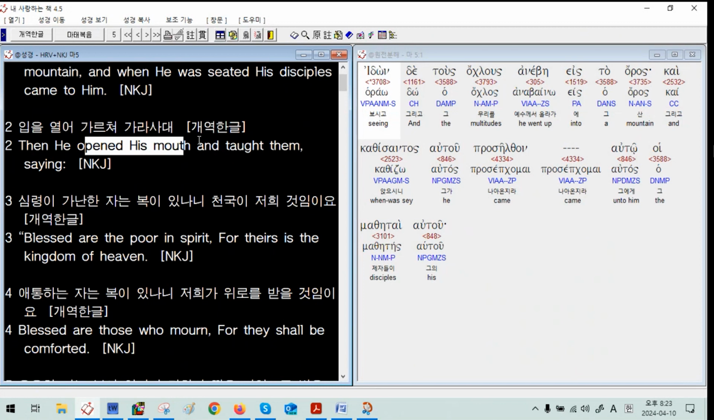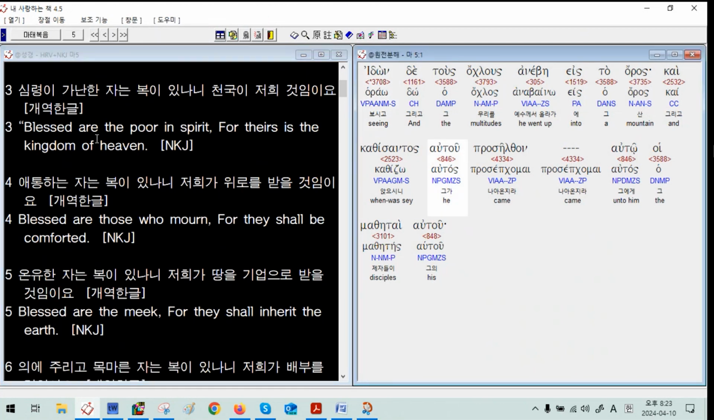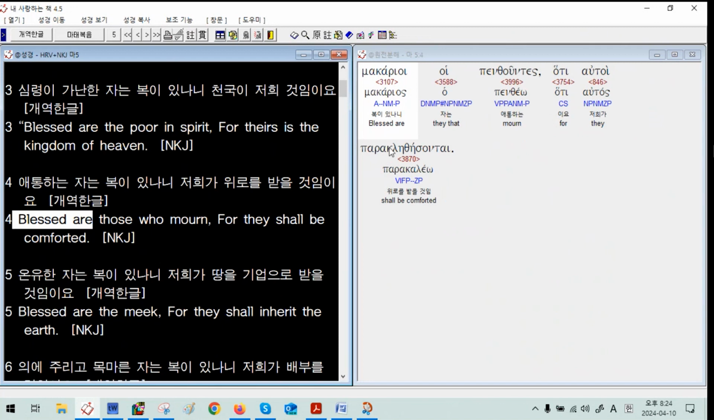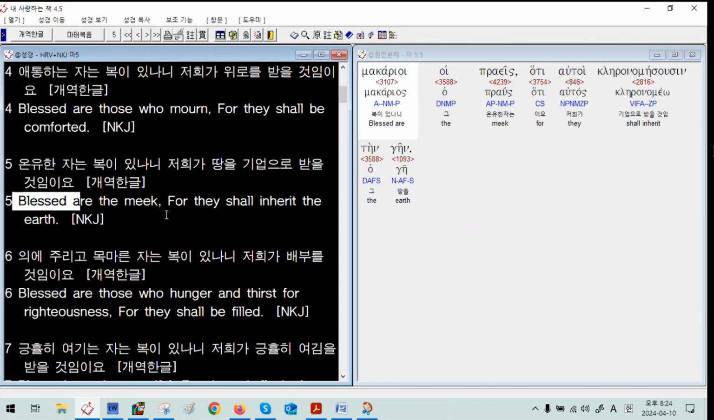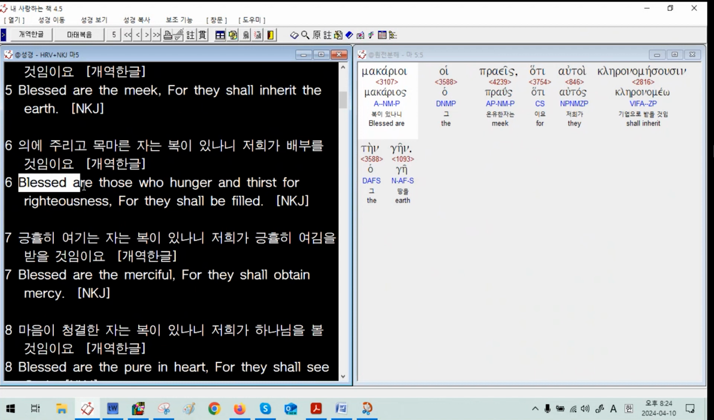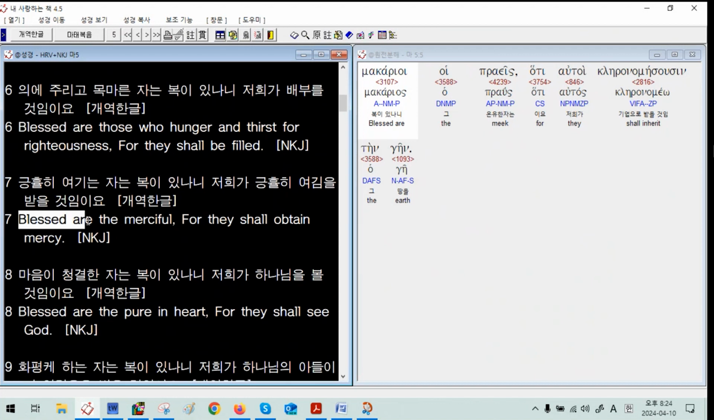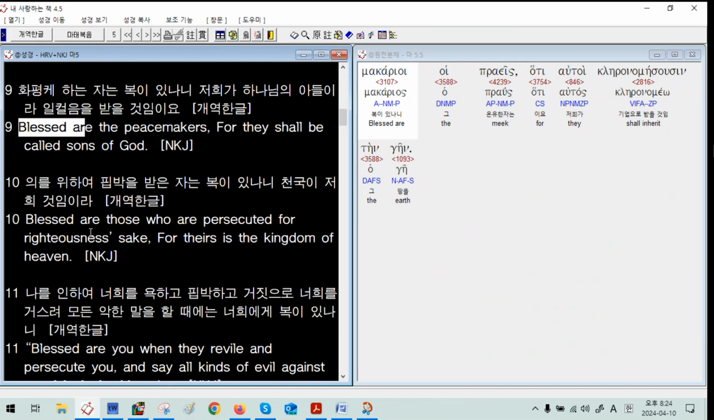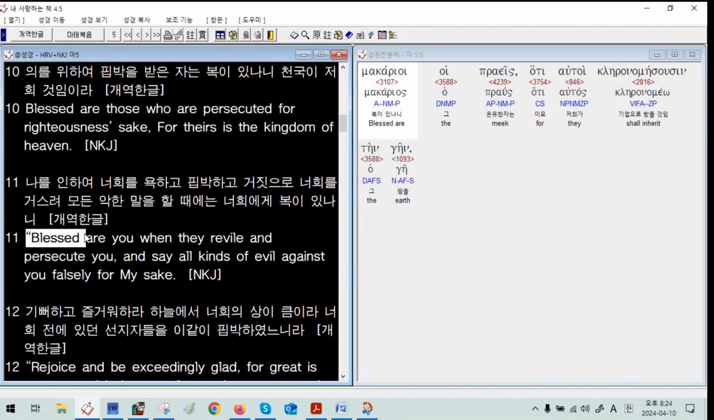The rhema word comes from his mouth. The mystery of the kingdom of heaven is fully manifested. And then he started to teach the 12 disciples. You see, blessed. Look at the blessed: Makarioi, adjective nominative masculine plural, happy living. Verse 5, happy living. Verse 6, happy living. Verse 7, verse 8, verse 9, verse 10, verse 11, happy living.